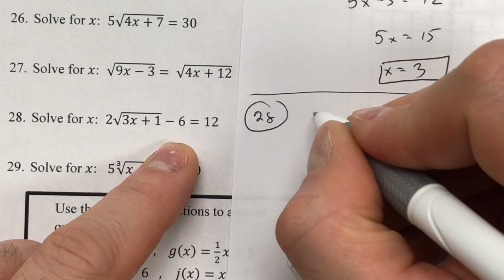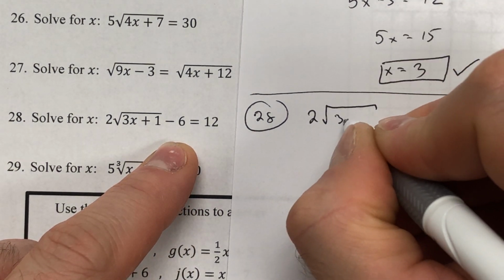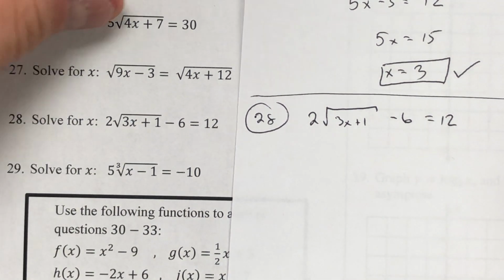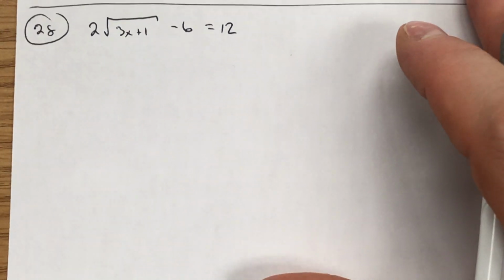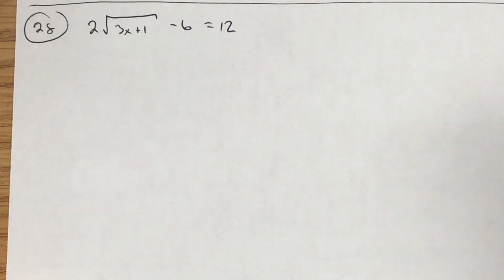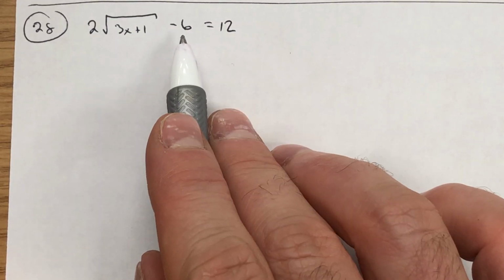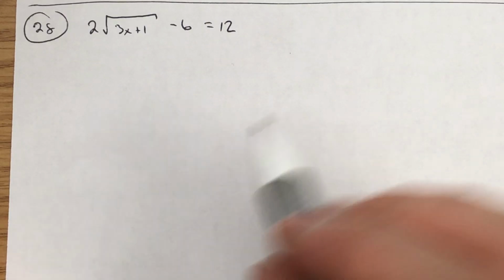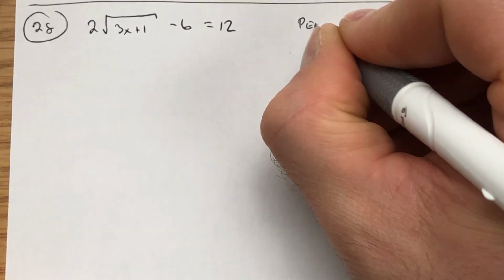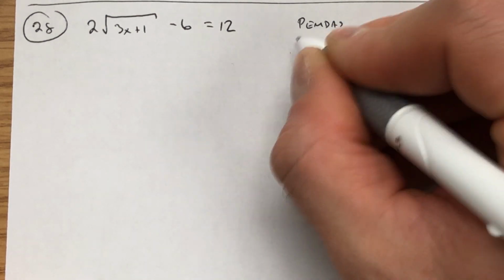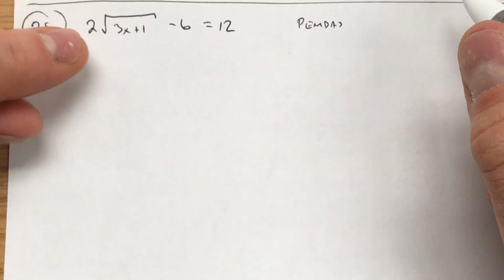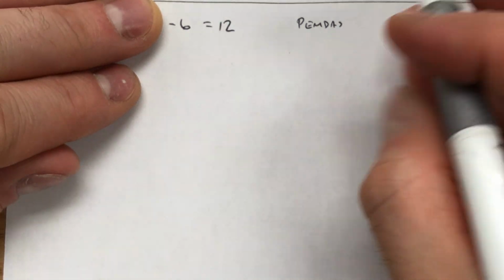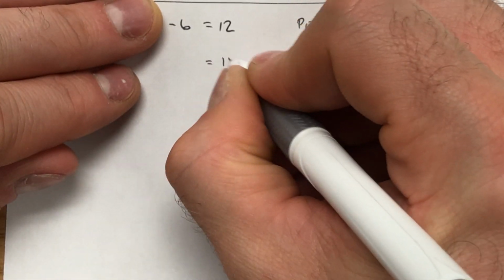Another solve for x problem. So 2 root 3x plus 1 minus 6 is equal to 12. If we work on this one, I have some things outside the square root, so I'm going to move some things around. So the first thing I'm going to do is add the 6. Remember, with PEMDAS, I'm going to work in reverse order when solving an equation. So I'm going to consider these a set of parentheses, which means that addition and subtraction comes first. Add 6 to both sides.